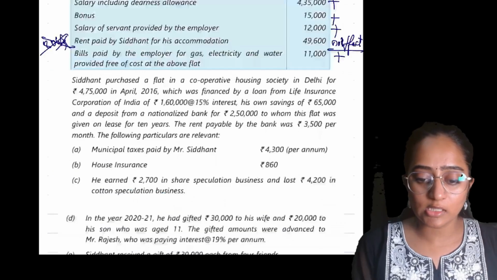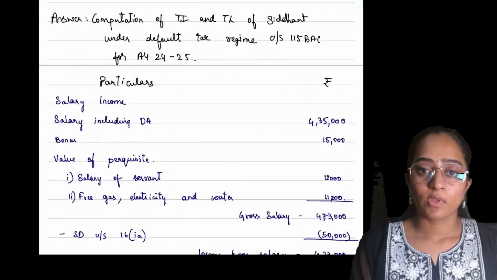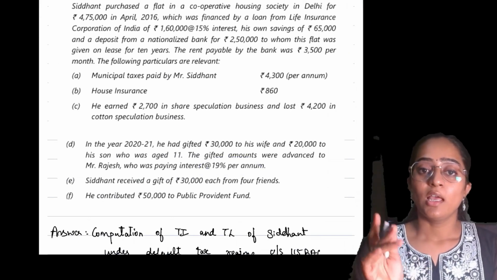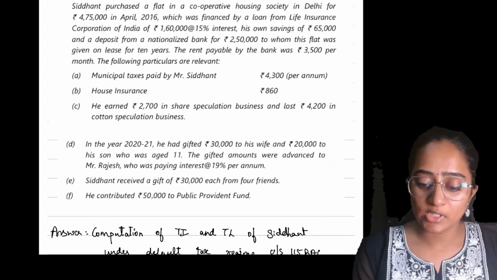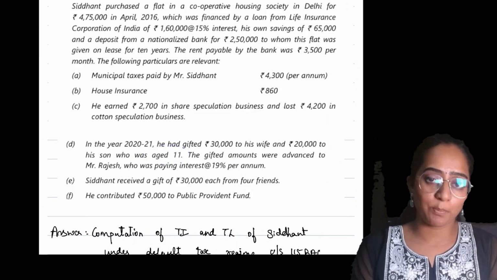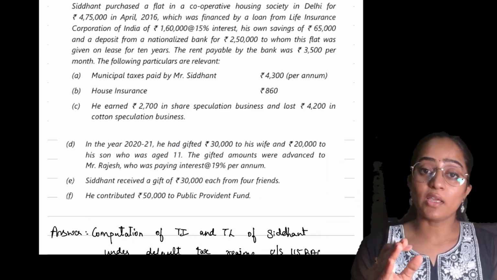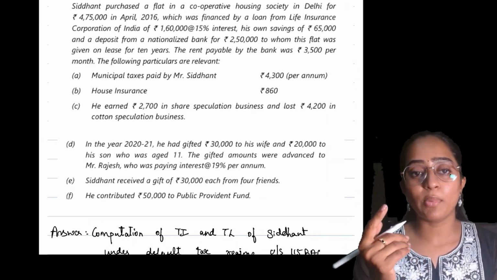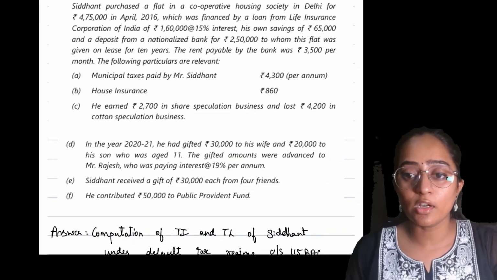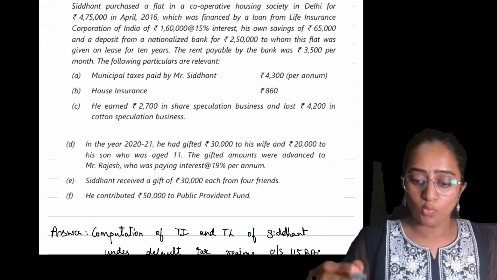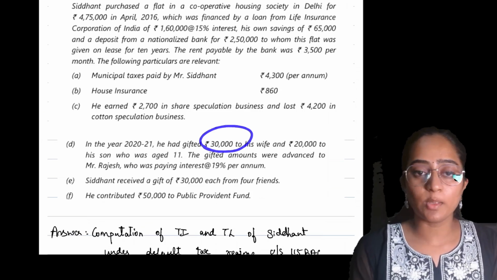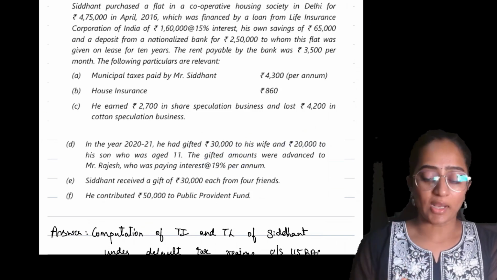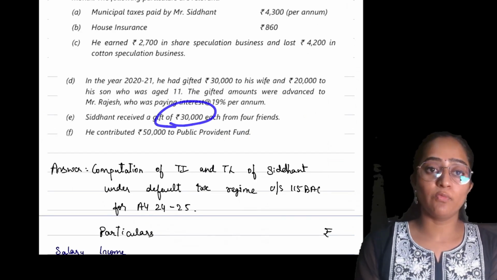So, Siddhant's wife getting this 19% interest, Siddhant's son getting this 19% interest, will be taxable in the hands of the transferor. However, this fellow has a son who is a minor aged below 18. So, he will be getting 1,500 as the exemption under section 64 1A, but only under normal provisions, but not under 115BAC. So, whatever the amount, that is 30,000 multiplied by 19%, 20,000 multiplied by 19%, will be taxable in the hands of Siddhant, the transferor.